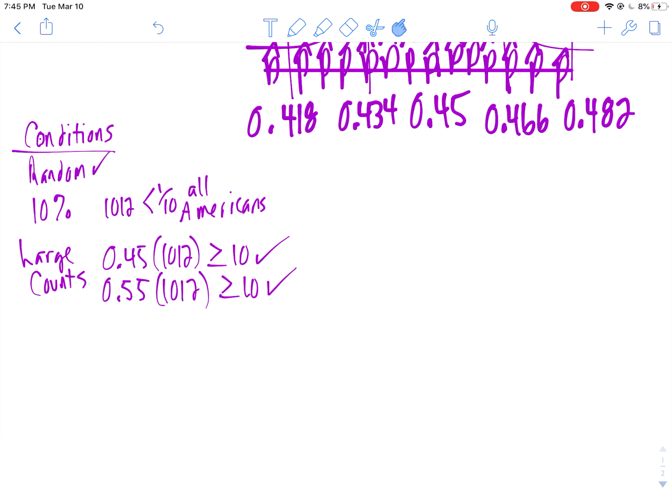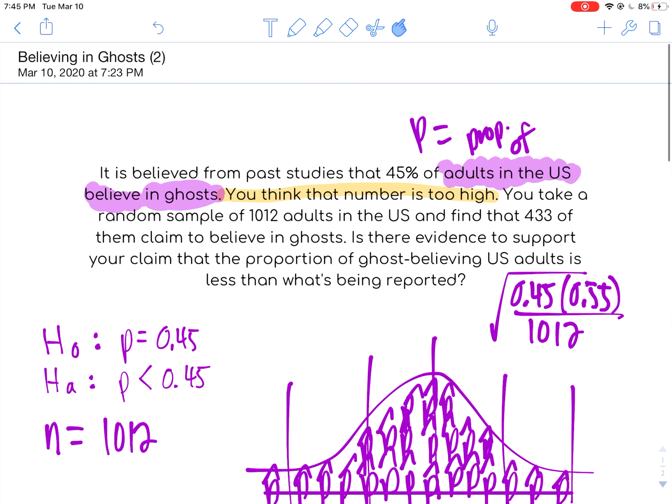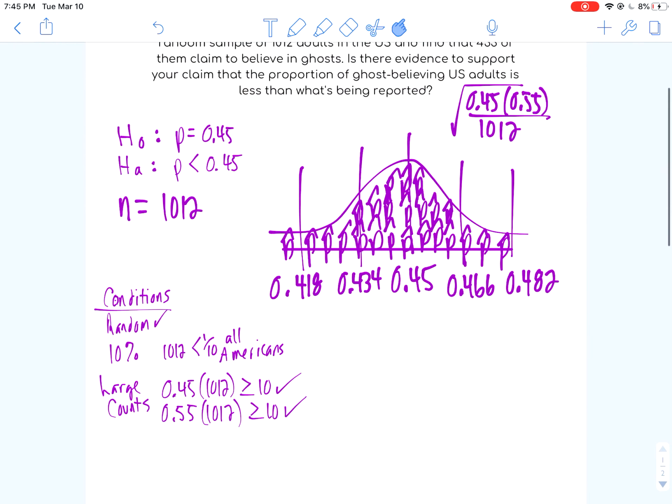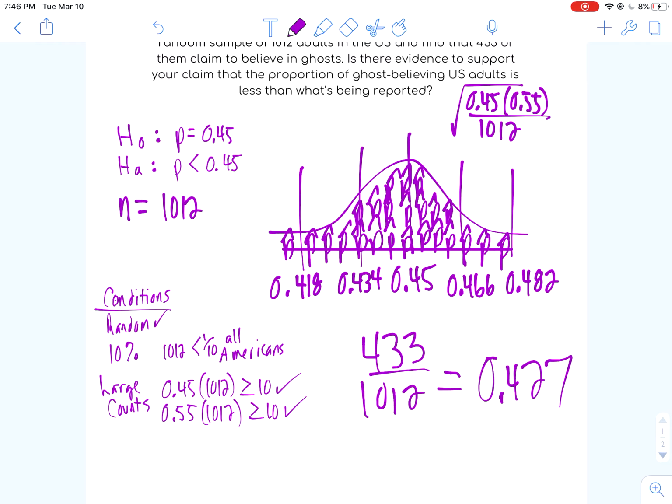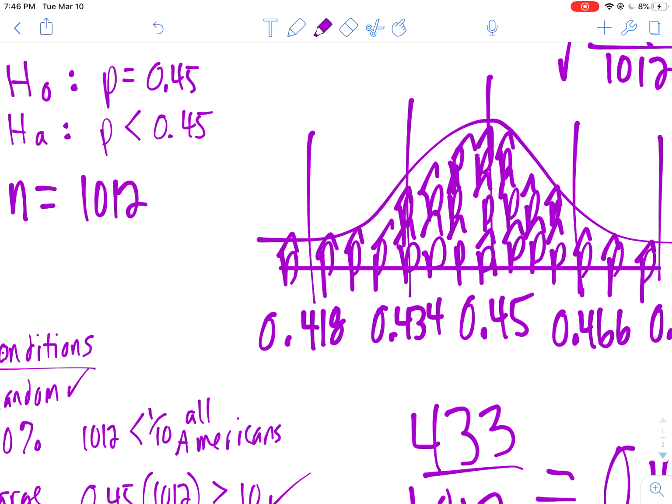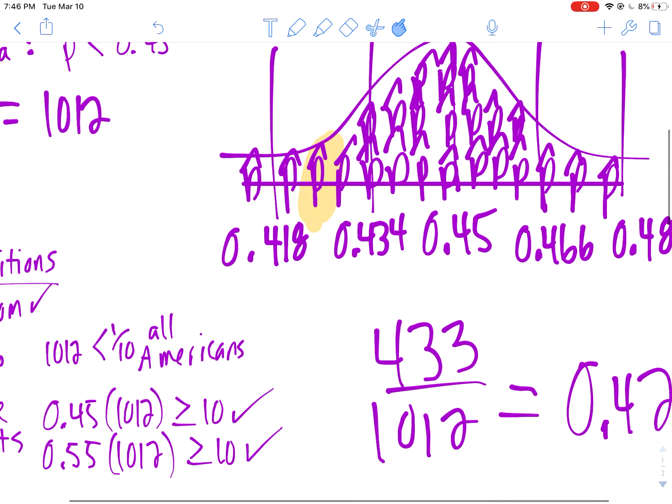The statistic we actually got, which in this case was 433 out of 1,012. 433 divided by 1,012. The statistic we got, 0.427. That's going to fall somewhere in here. Now, this hypothesis test, we're trying to find the probability of getting our statistic at 0.427 or less. So that represents all these statistics, that or less.